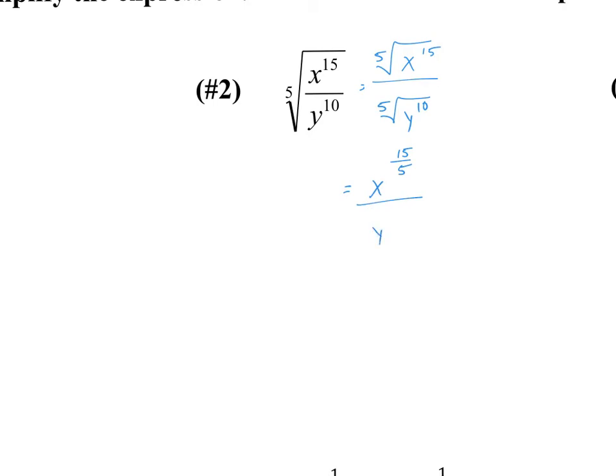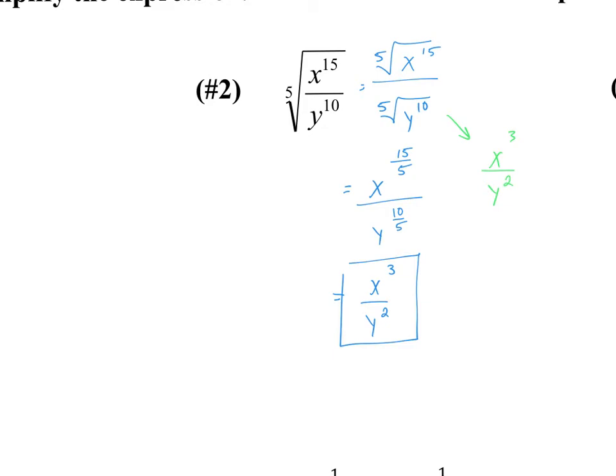over y to the 10th over 5. All right, and that's going to simplify to x cubed over y squared. And that's our final answer. So if you understand this rule here, where we take this number over that number in the exponent, we can just skip that second step and just go straight to x to the third over y squared.